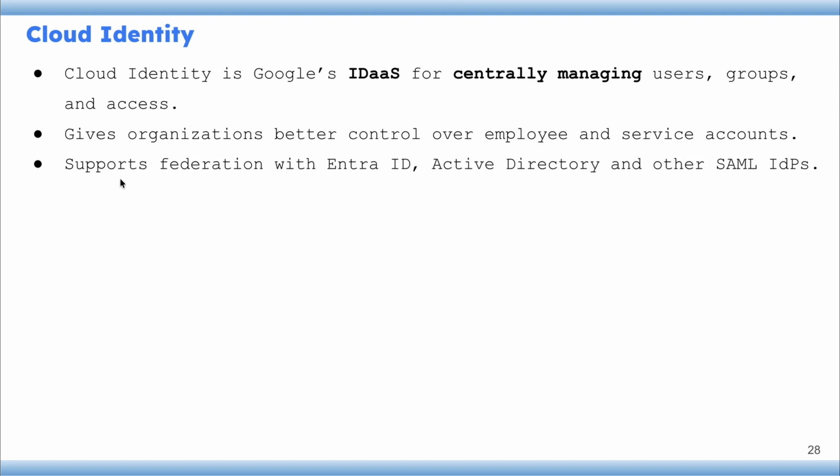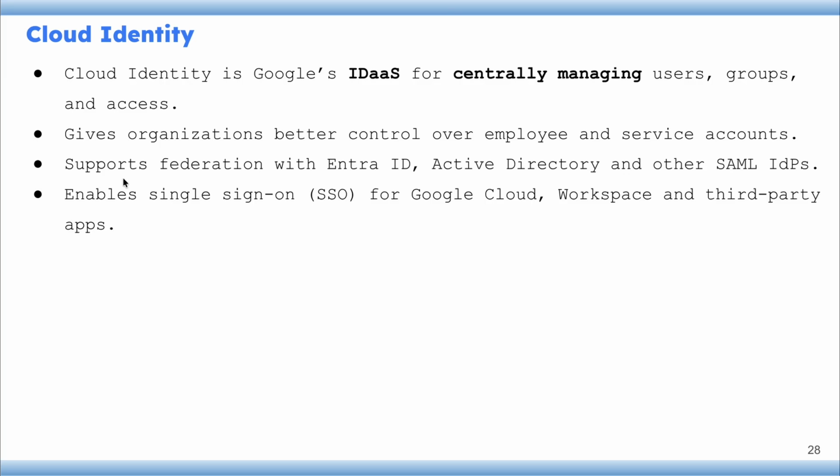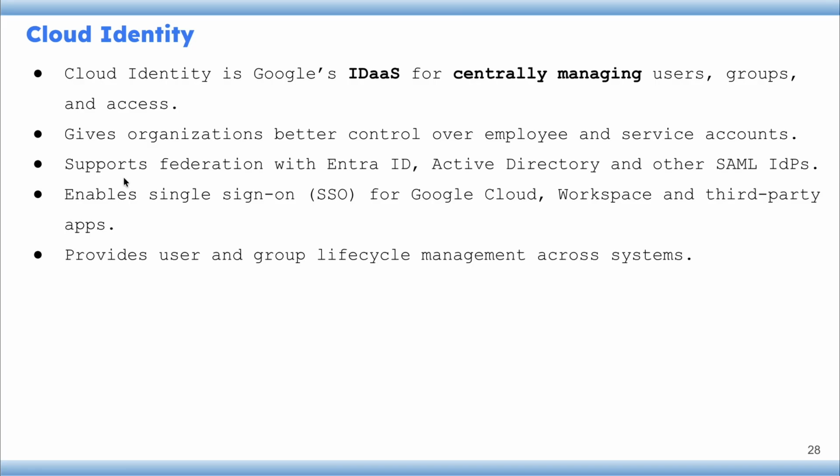Cloud identity supports identity federation with external identity providers like Microsoft Entra ID, formerly known as Azure AD, and also other Active Directory and XML based IDPs. So basically, cloud identity enables organizations to use single sign-on for Google Cloud Platform, Google Workspace and third-party apps. And cloud identity also provides lifecycle management for users and groups across their connected systems.